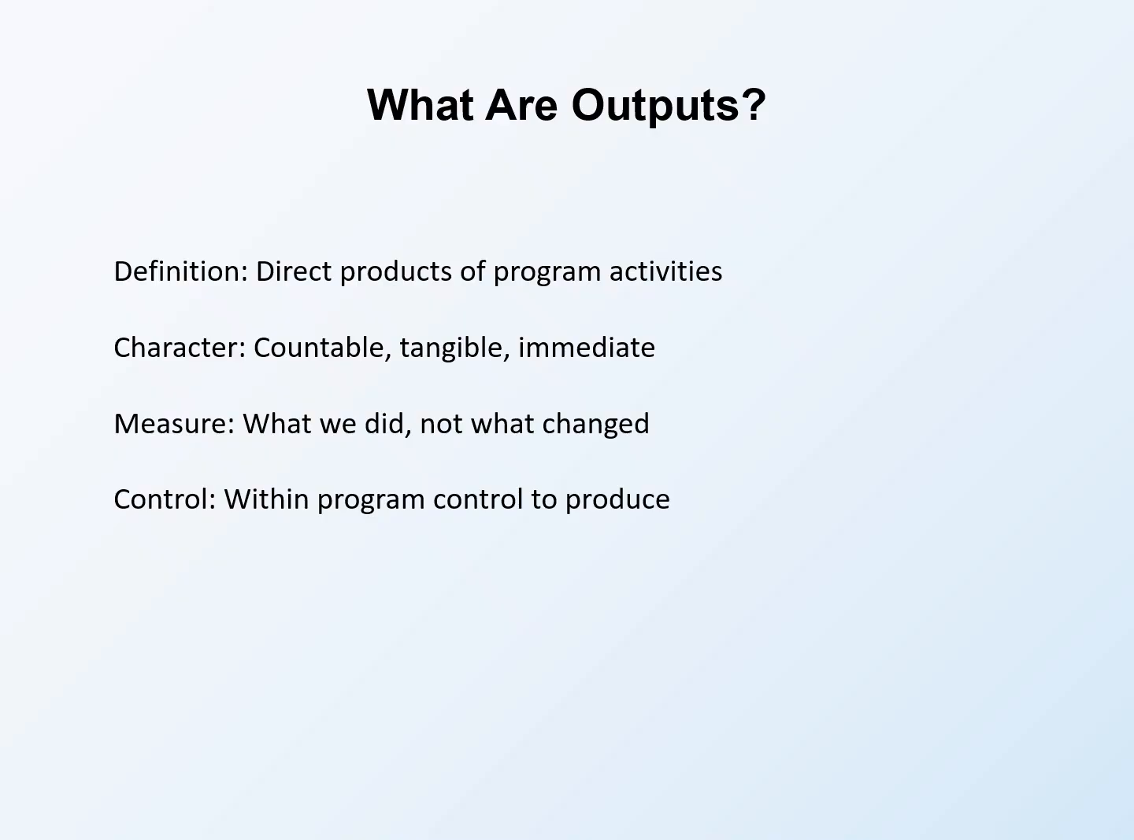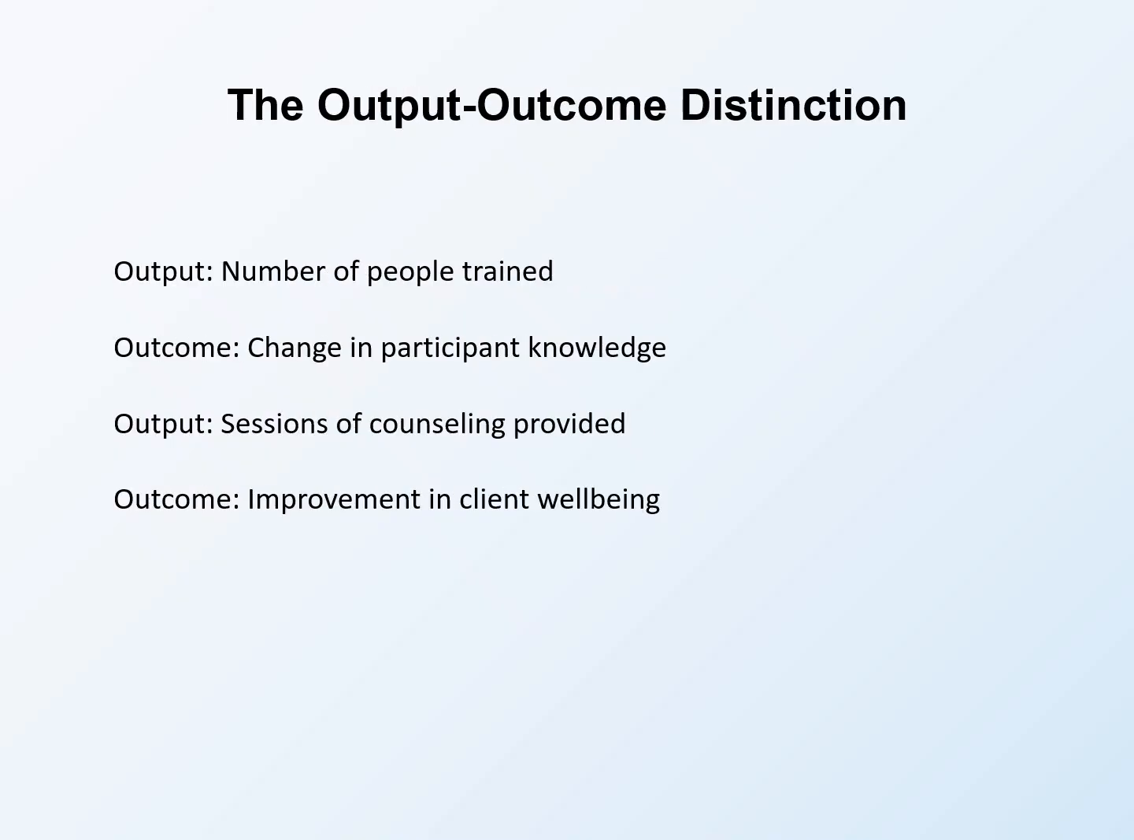Control is a key distinguishing feature between outputs and outcomes. Outputs are within program control to produce if you have the necessary resources. If you conduct the planned activities correctly, you will produce the expected outputs reliably. Outcomes depend on participant response and many external factors, but outputs depend only on your own actions and implementation fidelity. The output-outcome distinction is fundamental and worth examining carefully with concrete examples from real programs.